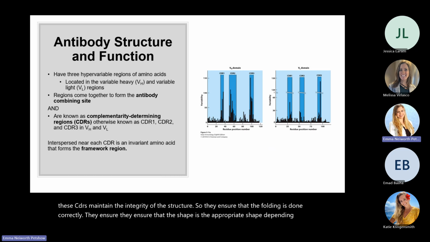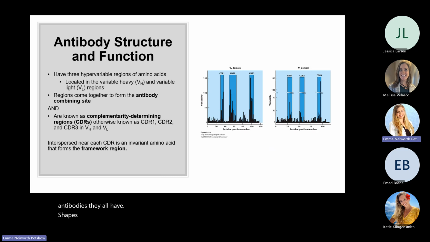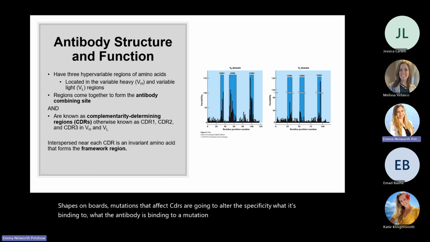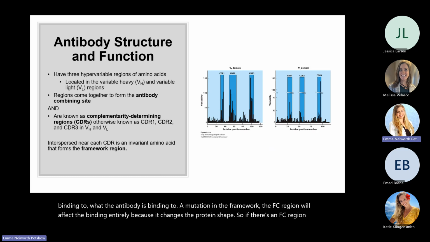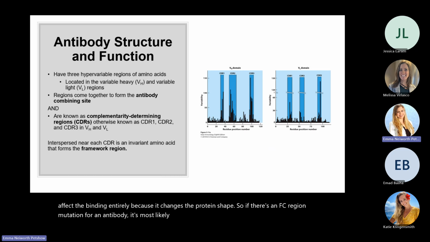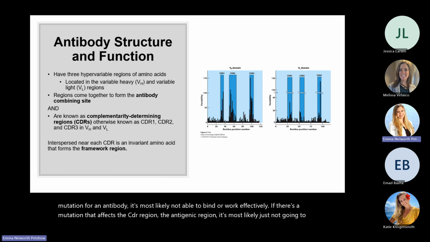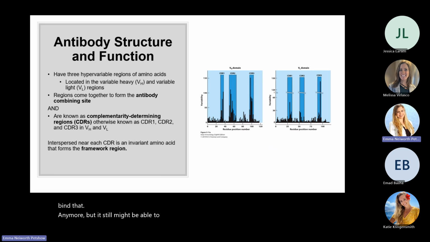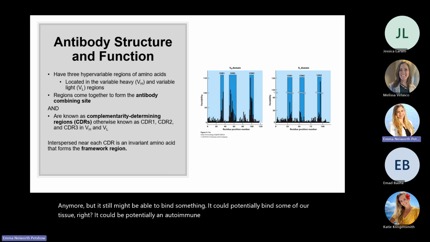They all have different shapes. On boards, mutations that affect CDRs are going to alter the specificity, what the antibody is binding to. A mutation in the framework, the Fc region, will affect the binding entirely because it changes the protein shape. So if there's an Fc region mutation for an antibody, it's most likely not able to bind or work effectively. If there's a mutation that affects the CDR region, the antigenic region, it's most likely just not going to bind that antigen anymore, but it still might be able to bind something. It could potentially bind some of our tissue, right? It could be potentially an autoimmune condition, but that's an important distinction.